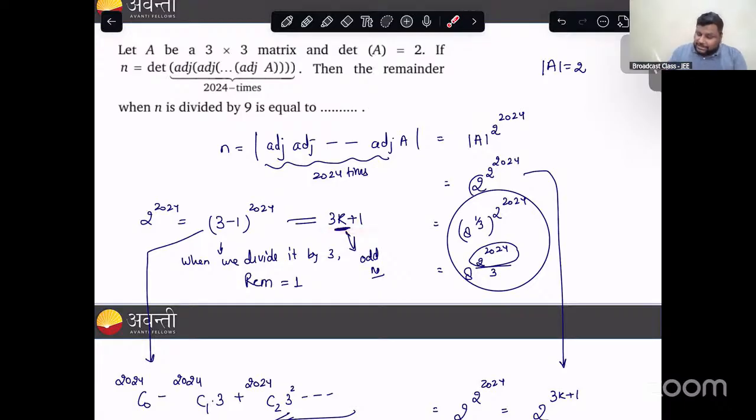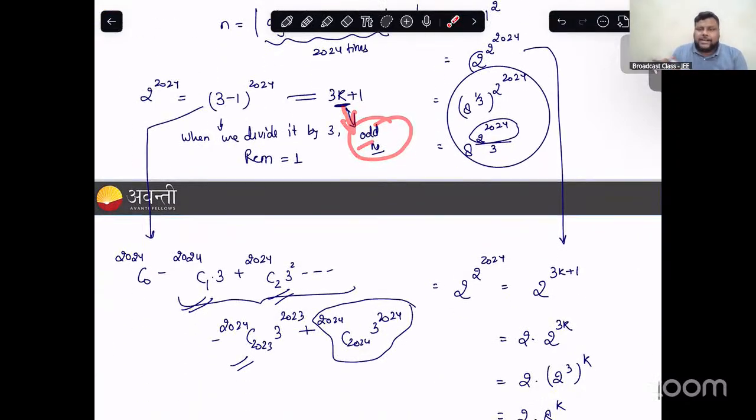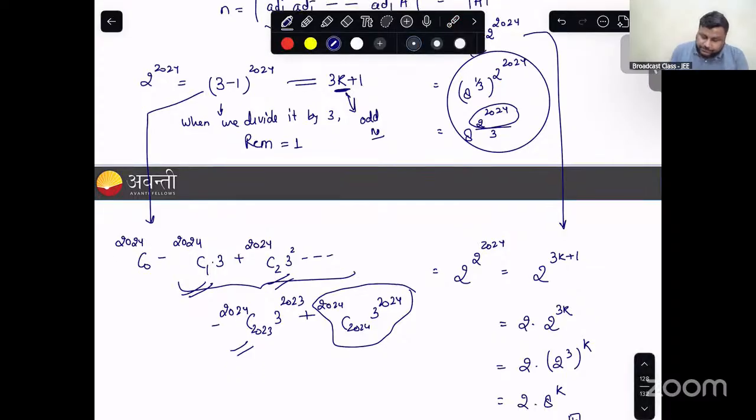Now one more thing, later on I realized I also need to check whether this k is even or odd. So what did I do? I expanded it in the binomial form, like 2024 C0 minus 2024 C1 into 3 plus 2024 C2 into 3 square and so on. Now see, this 2024 C0 is what? This is 1 minus, see, 3 times. What are the terms inside?